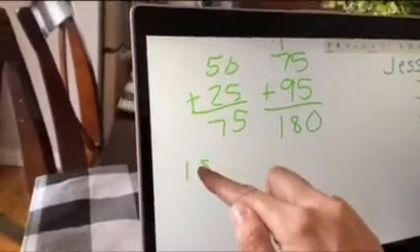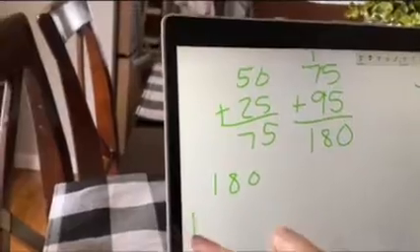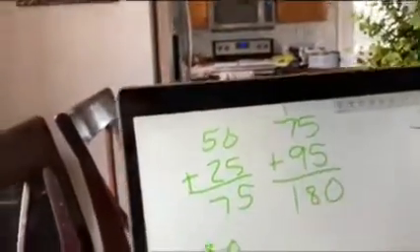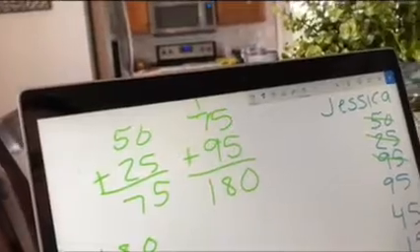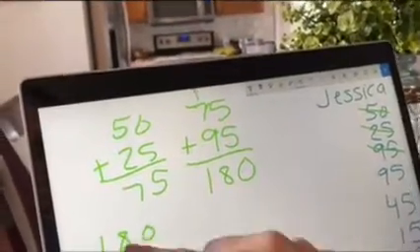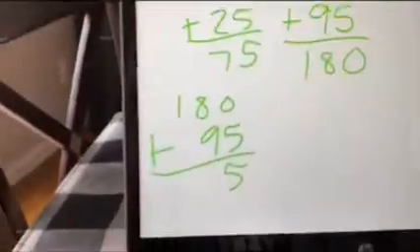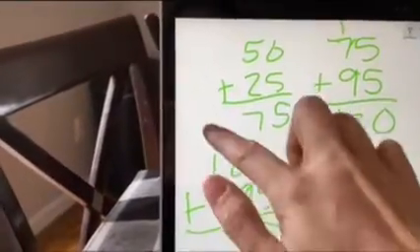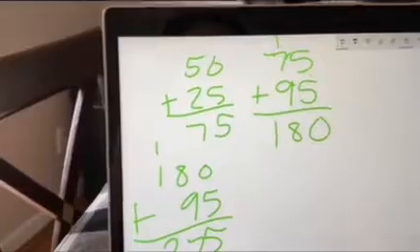Now we're going to do 180 plus, whoops, where'd it go? Oh, it doesn't want to work, guys. Hang on, I keep touching out of the screen. Plus 95. 0 plus 5 is 5. 8 plus 9 is 17. 1 and 1 is 2.